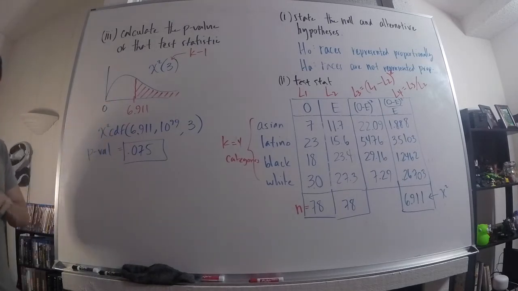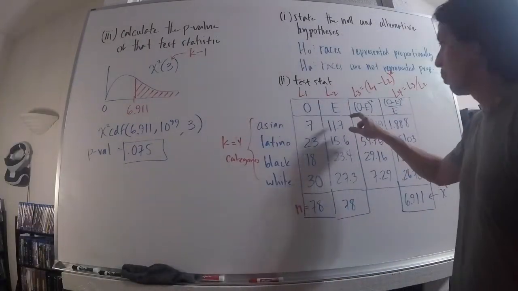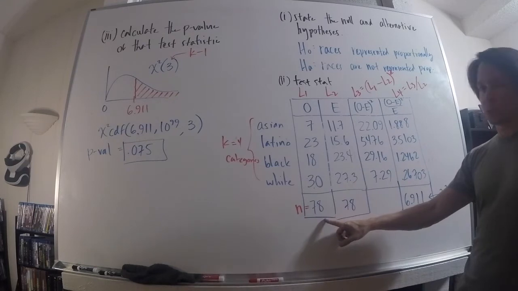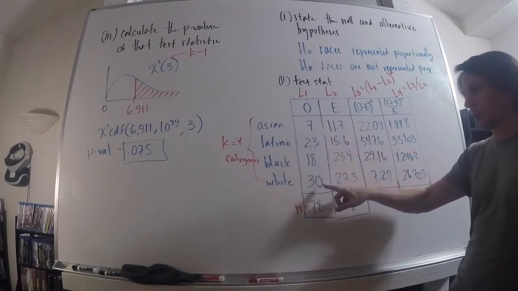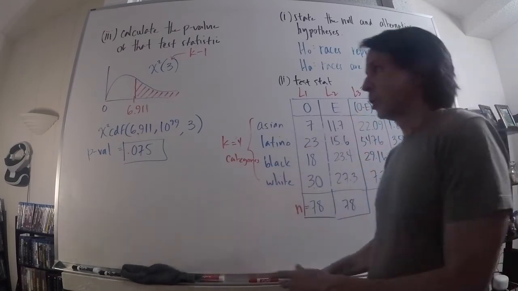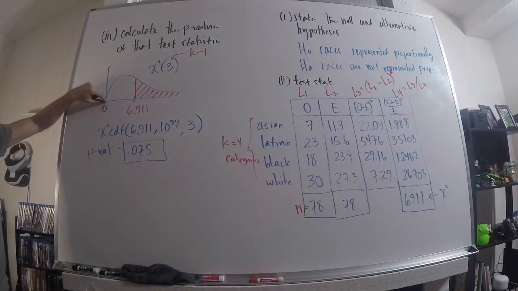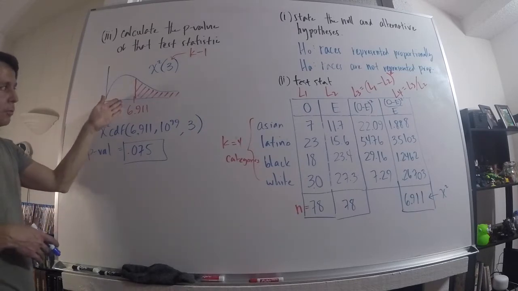If your breakdown, these are what's expected again, and if you actually had observed roughly 12 Asians, 16 Latinos, 23 blacks, and 27 whites, if these were in line with what you expect, you get a chi-square that's near 0. This is good. Everything's working out exactly as expected. And if you get things that are slightly off, it's going to be here. If you get things that are further off, it's going to be here.